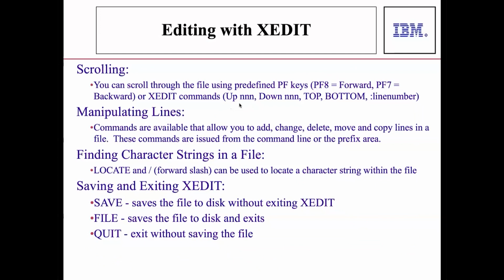You can use commands, so you can go up 100 lines, down whatever. You can go to the top of the file, the bottom of the file. You can go to a particular line number by putting a colon in front of it. And then, of course, you can change lines. There are commands to change lines, line mode commands. And usually you use those to make a bunch of changes through the whole file. I want to change every instance of A to B. Let's say, I don't have a good example in mind, but you can make those changes.